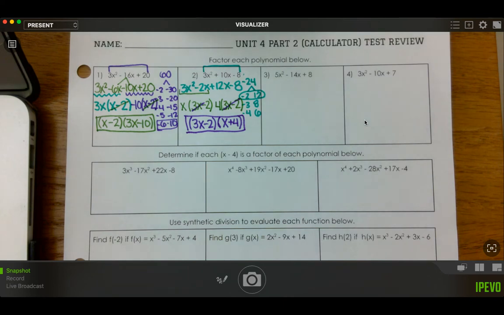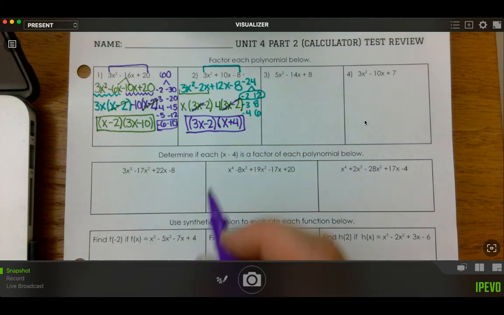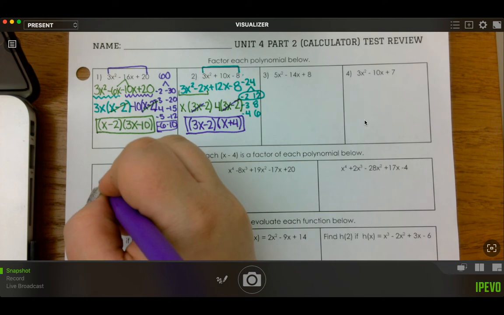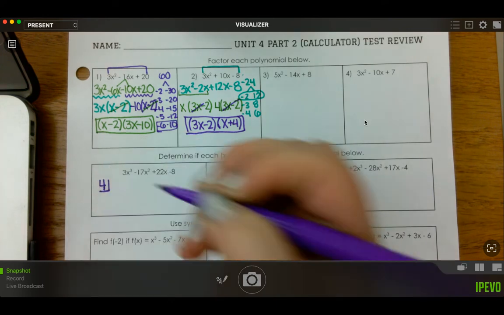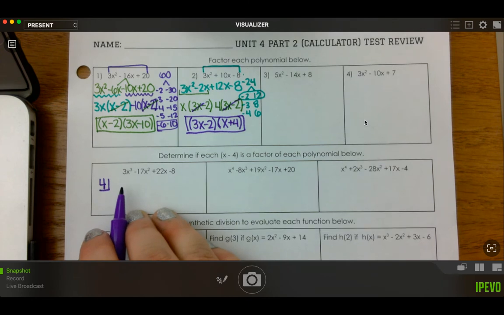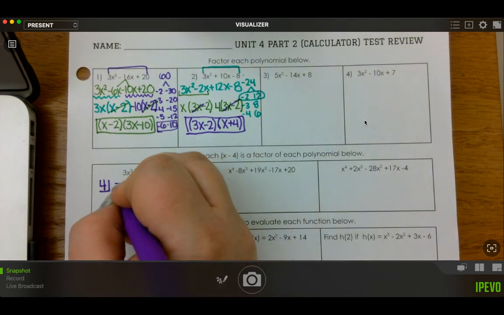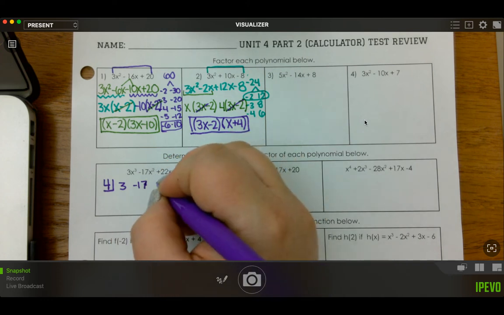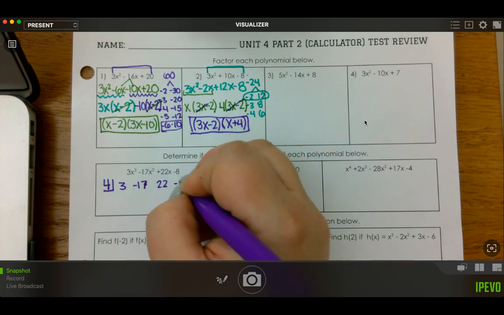If you are trying to determine if something is a factor, what you're going to do is take what would be the zero of this factor. So whatever number would make it 0, in this case, that would be 4. It's always sort of going to just be the opposite. And then if I'm trying this polynomial right here, I'm going to put the coefficients out next to this. 3, -17, 22, -8.